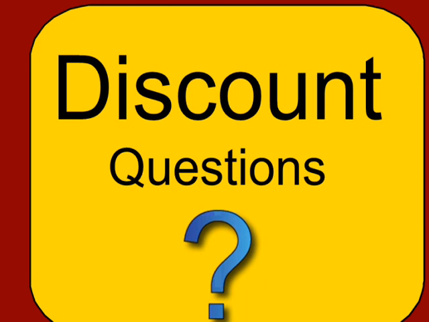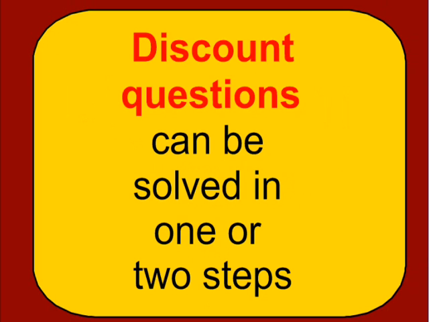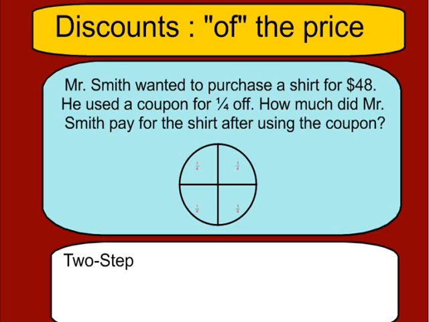Let's take a look at some discount questions. And once again, discount questions can also be solved in 1 or 2 steps. So Mr. Smith wanted to purchase a shirt for $48. He used a coupon for 1/4 off. How much did Mr. Smith pay for the shirt after using the coupon?